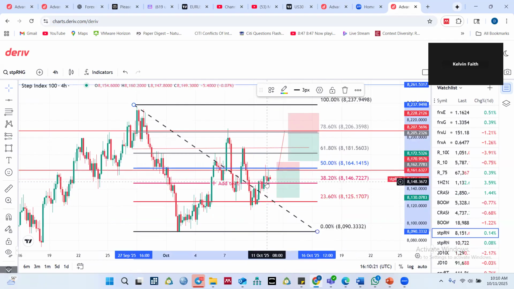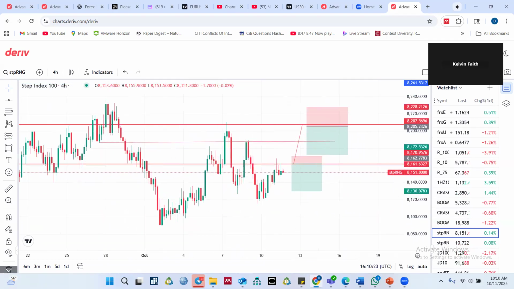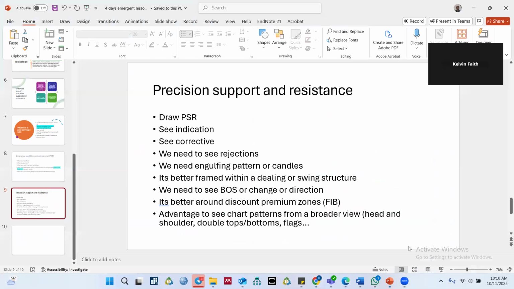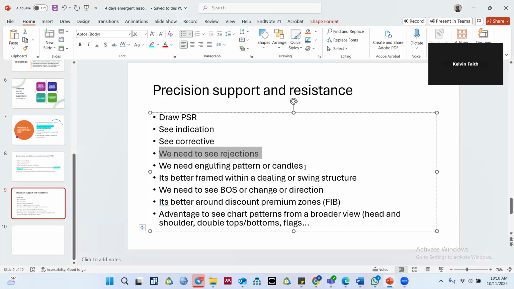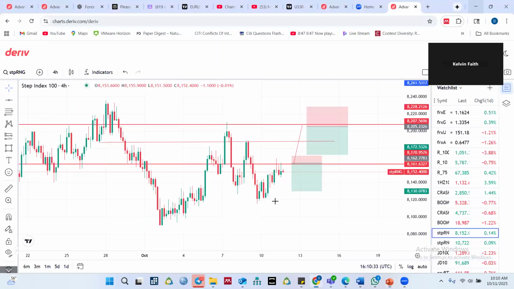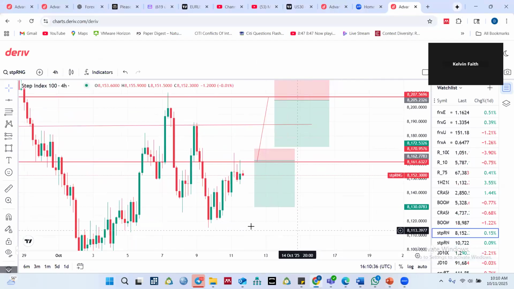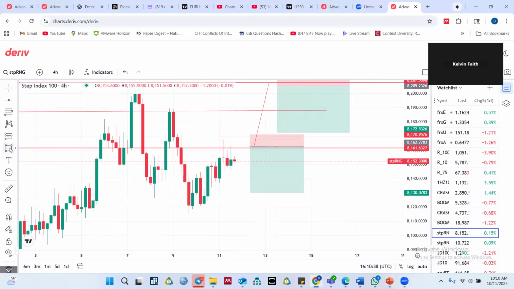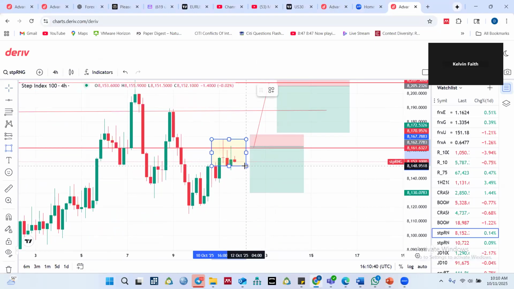As price moves, we have to observe, because in the PPT I had said that we need to see rejections and we need to see engulfing. So are we seeing rejections right now? Are we seeing rejections here? Yes. We see a doji rejection.